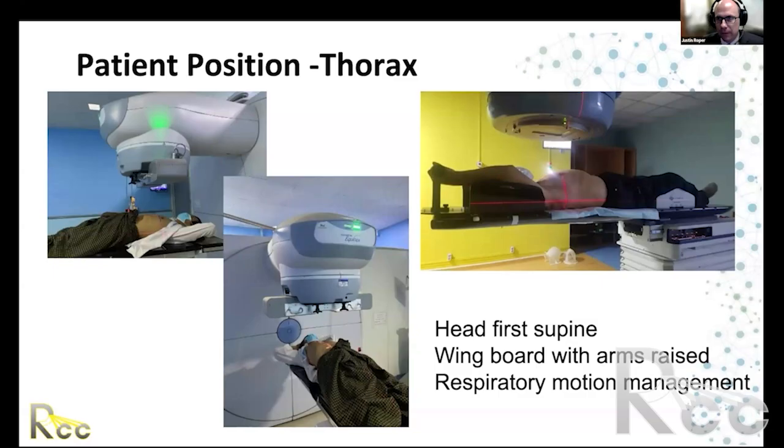Now, one very, very important consideration for thorax treatment is respiratory motion management. That is that the targets and the organs at risk are going to move with respiration. Next slide, please.